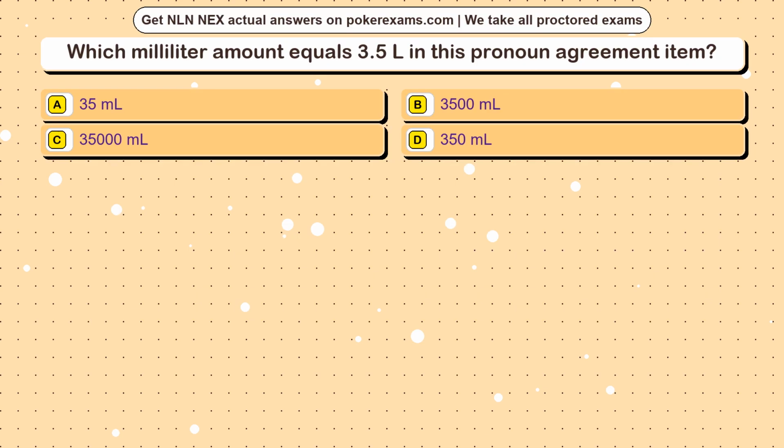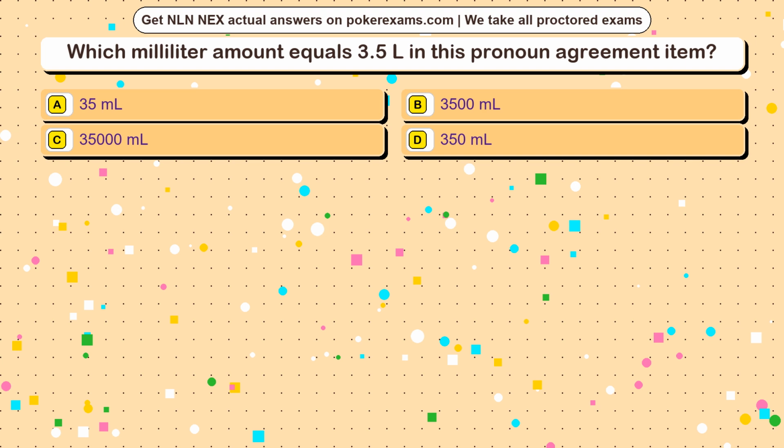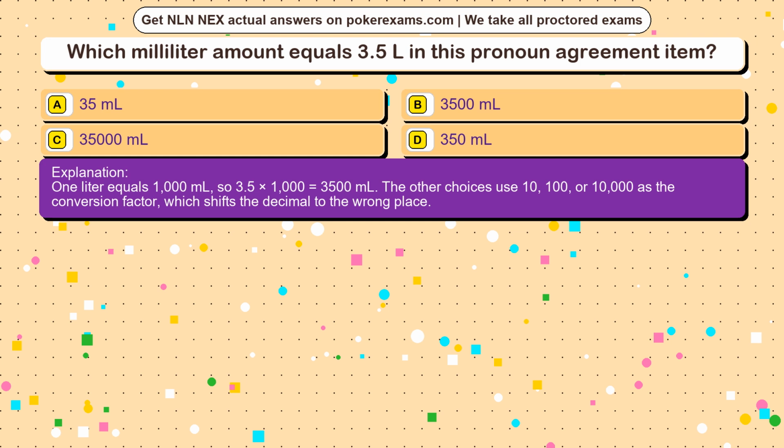Question 1. Which milliliter amount equals 3.5 L in this pronoun agreement item? Option A, 35 ml. Option B, 3,500 ml. Option C, 35,000 ml. Option D, 350 ml. The correct answer is option B: 1 liter equals 1,000 ml, so 3.5 times 1,000 equals 3,500 ml. The other choices use 10, 100, or 10,000 as the conversion factor, which shifts the decimal to the wrong place.